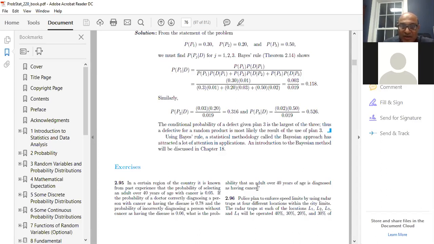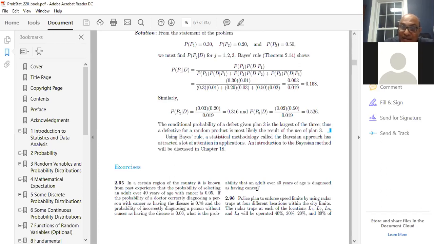In a certain region of a country, it is known from past experience that the probability of selecting an adult over 40 years, or nowadays people over 35, who has some cancer. This number is just given to confuse us. Just avoid this part, whether it's 40, 35 or 60, we don't bother. We are just concerned about the main matter. So the probability of selecting an adult over 40 years of age with cancer is 0.05. That means the probability that a person selected is suffering from cancer is 0.05.